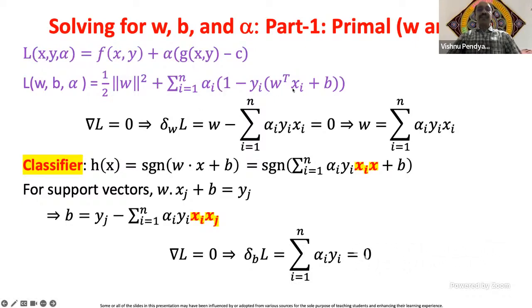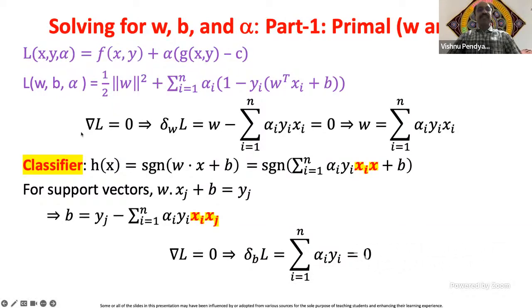Yi times (w transpose x plus b) should be greater than or equal to 1. You can write it as 1 minus this thing, and then alpha is the Lagrange multiplier. So now, applying the KKT conditions, let's start doing the math.